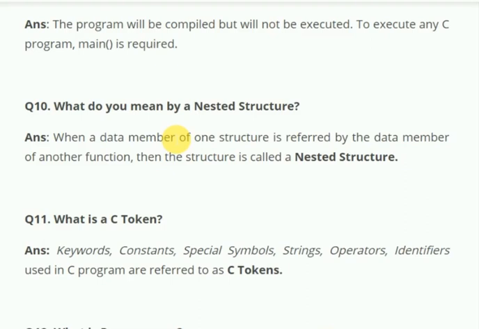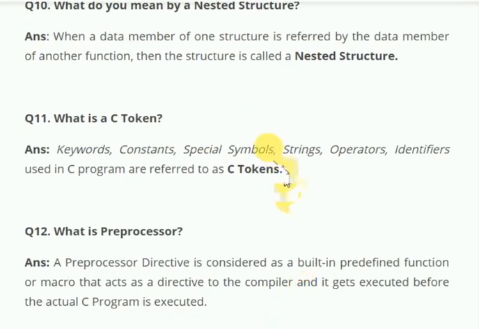What is a C token? Keywords, constants, special symbols, strings, operators, and identifiers used in a C program are known as C tokens.